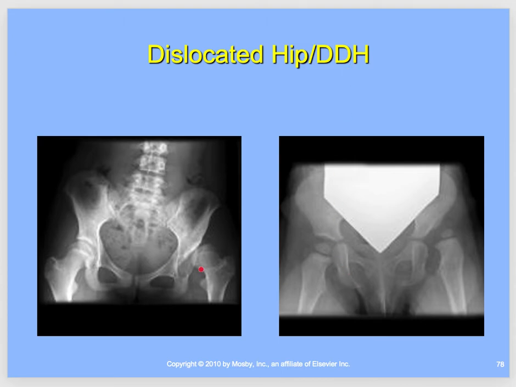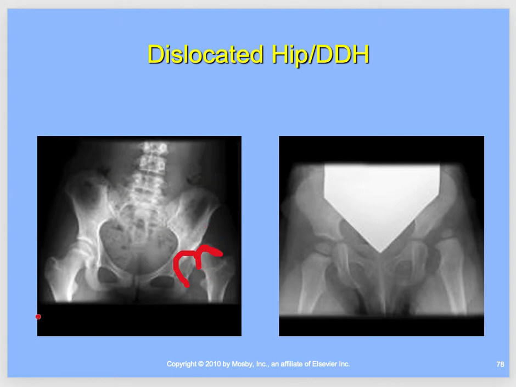So you can see that here is your acetabulum, and the head of your femur. The head of the femur has slipped out. We don't know if it is an anterior, posterior, or superior dislocation. You would have to do another image of that to see which way it is dislocated.